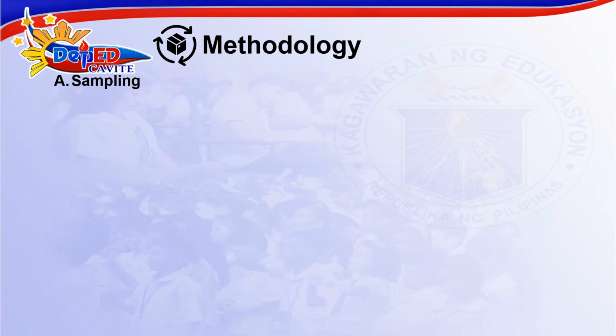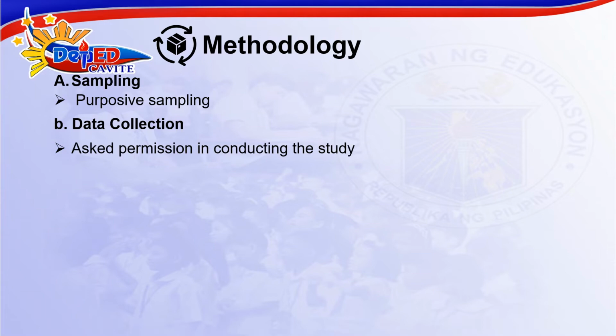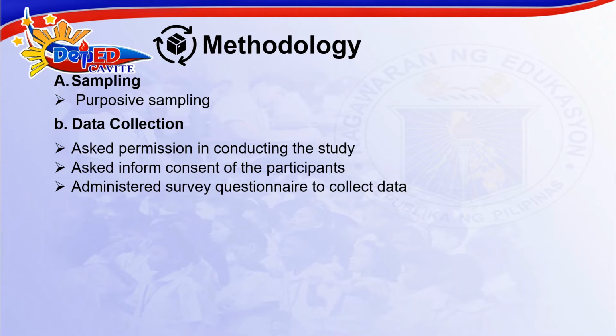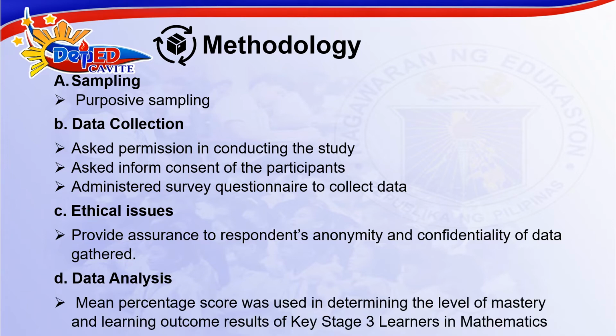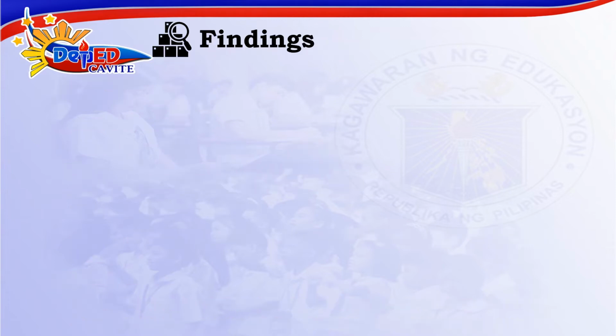In this research, purposive sampling was used. We asked permission in conducting the research, asked informed consent of the participants, and administered a survey questionnaire to collect data. As for ethical issues, we provided assurance of respondents' anonymity and confidentiality of data gathered. As for data analysis, mean percentage score was used in determining the level of mastery and learning outcome results of Key Stage 3 learners in mathematics.